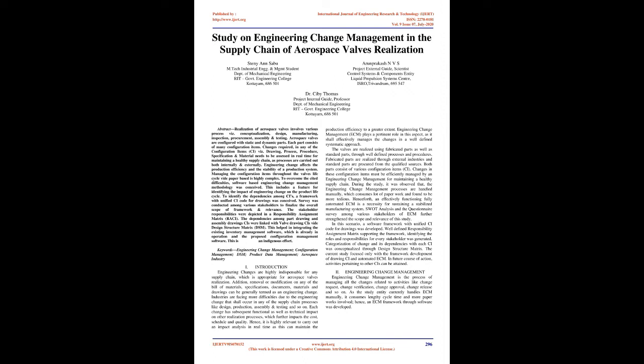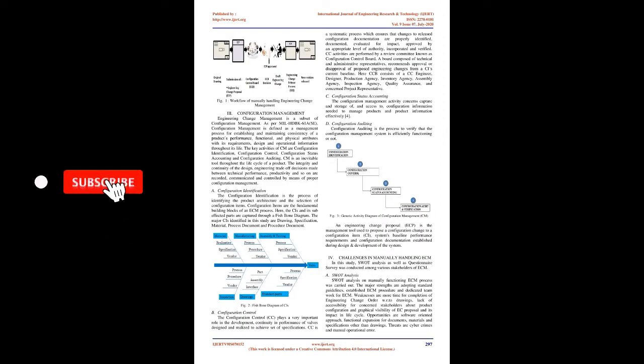The valves are realized using fabricated parts as well as standard parts, through well-defined processes and procedures. Fabricated parts are realized through external industries and standard parts are procured from qualified sources. Both parts consist of various configuration items, CI. Changes in these configuration items must be efficiently managed by engineering change management for maintaining a healthy supply chain. During the study, it was observed that the engineering change management processes are handled manually, which consumes a lot of paperwork and was found to be tedious. Henceforth, an effectively functioning, fully automated ECM is a necessity for sustaining a stabilized manufacturing system.